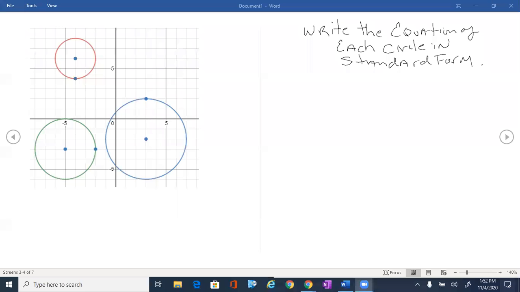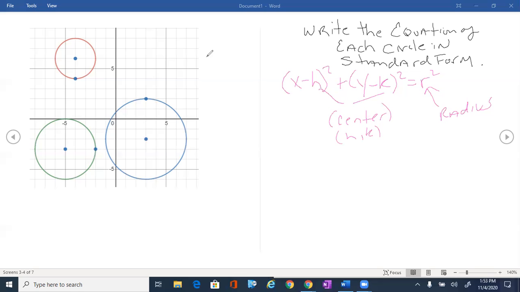Hey y'all, we're going to be looking at writing the equation of circles in standard form, just based off of the center and the radius. The first thing I want to start with is the equation of a circle, which is (x − h)² + (y − k)² = r². r stands for the radius of the circle, and h and k stand for the center of that circle, in the form of h then k.